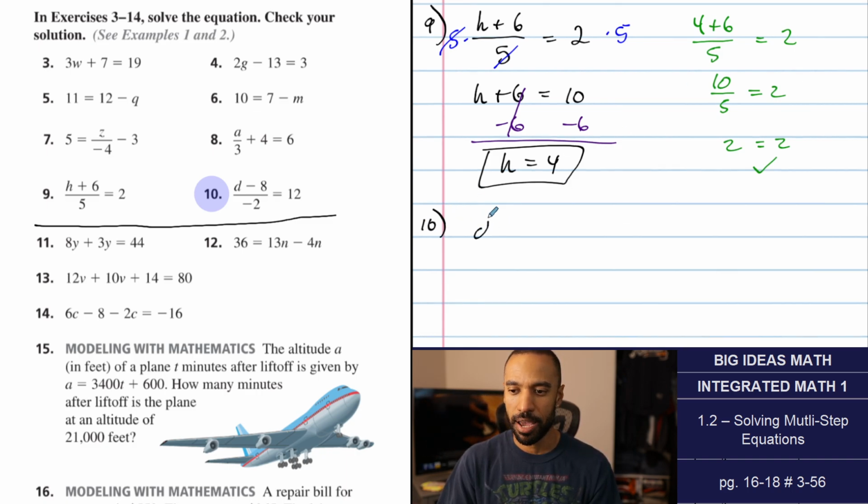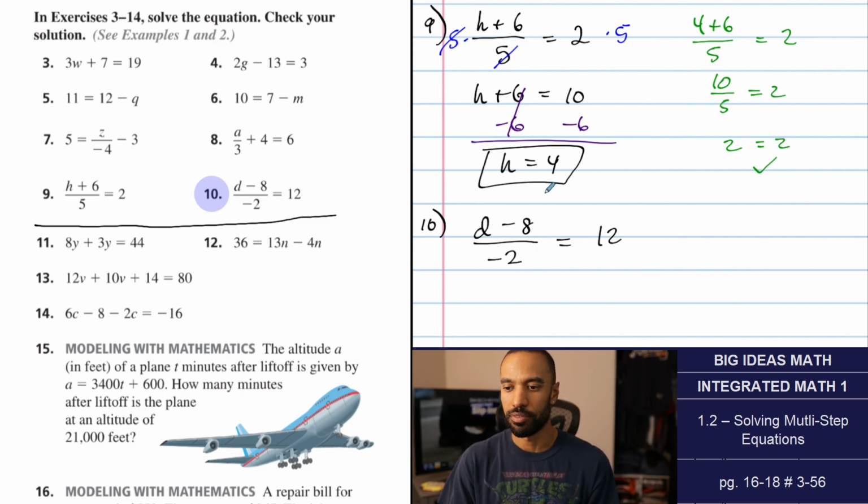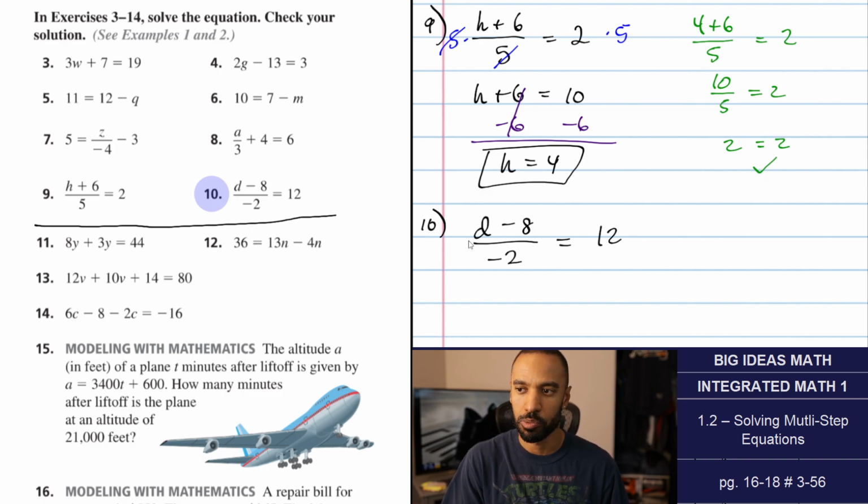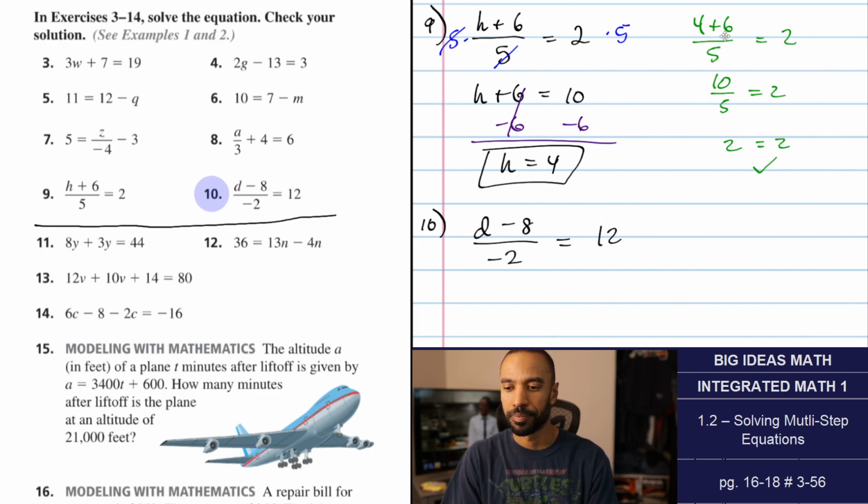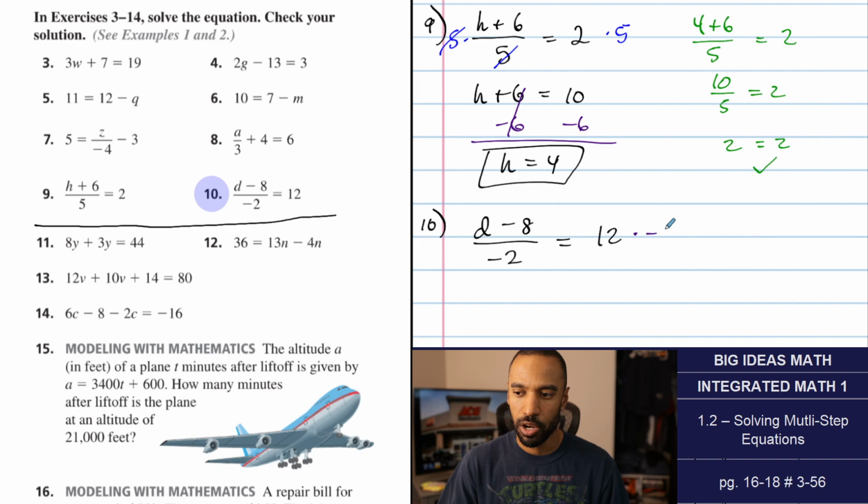Let's check it out. d minus 8. The only disappointment for me is no x's in this whole thing. Why aren't we solving for x? Come on now. d minus 8 divided by negative 2 equals 12. And listen, they are doing you a bit of a service by putting the negative 2 there. They're letting you know, hey, multiply by negative 2. That's not always going to be the case, guys. Fractions can end up in the middle of the problem in a strange way. Just make sure you keep that in mind.